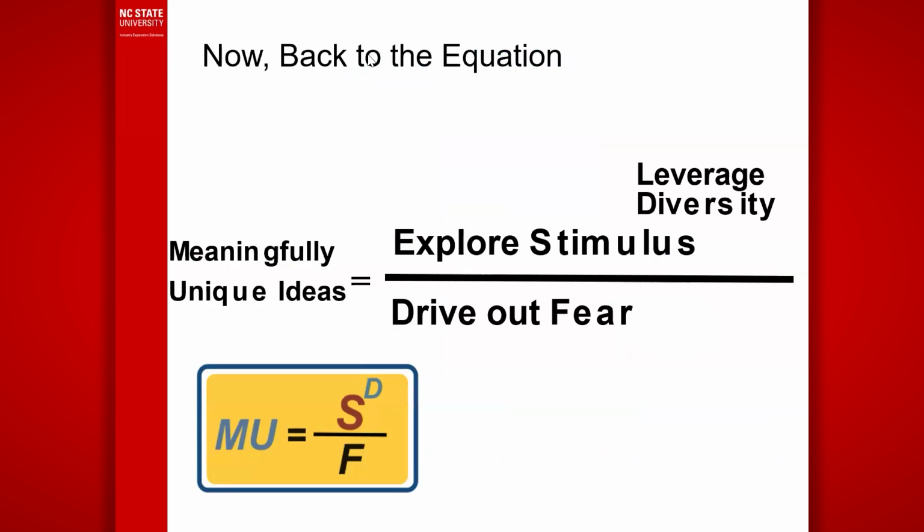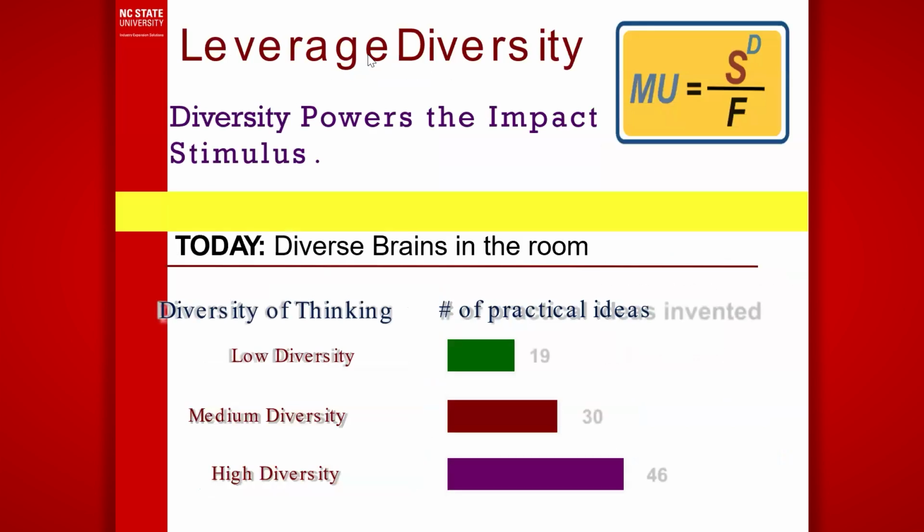Another thing that's in the numerator is diversity. Similar to stimulus, when we have diversity, we create more ideas. We probably have all heard the saying, two heads are better than one. Well, if two heads are better than one, three's better than two, and so on. So we want to get more heads around the table, if you will. And we don't just want more heads, but heads that have different perspectives.